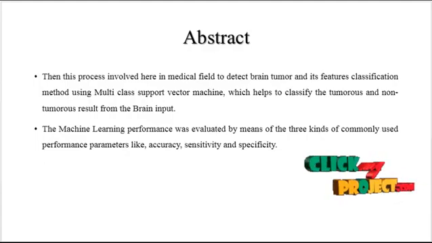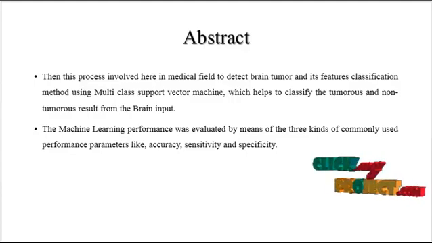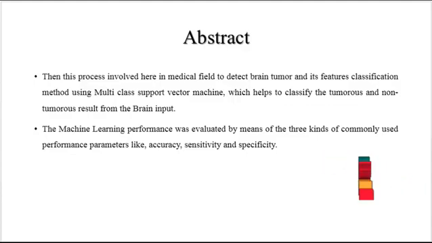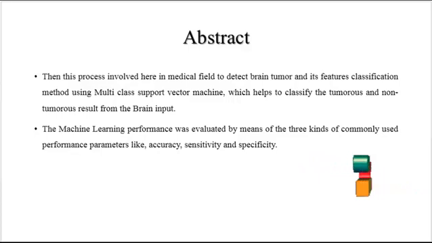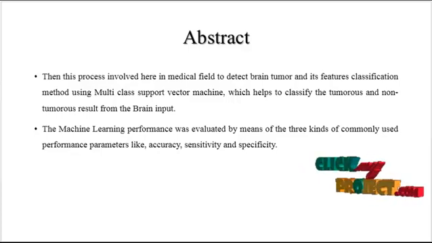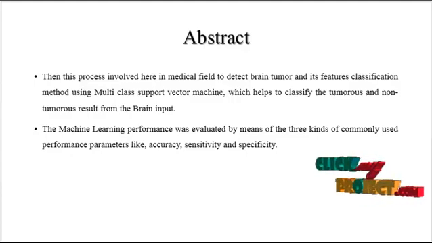This process is used in the medical field to detect the brain tumor, and its feature classification method uses a multi-class support vector machine classifier, which helps to classify the tumorous and non-tumorous results from the brain input. The machine learning performance was evaluated by means of three commonly used performance parameters: accuracy, sensitivity and specificity. By using these three parameters, we can justify whether our process is efficient or not.